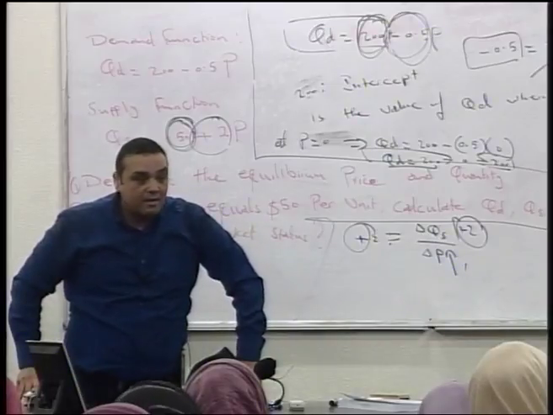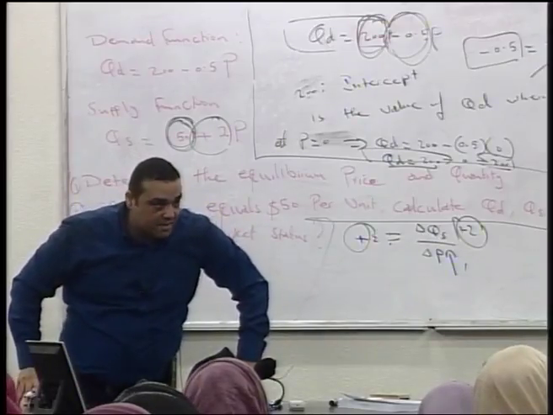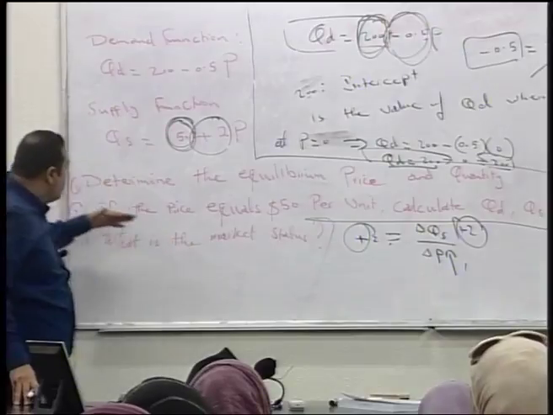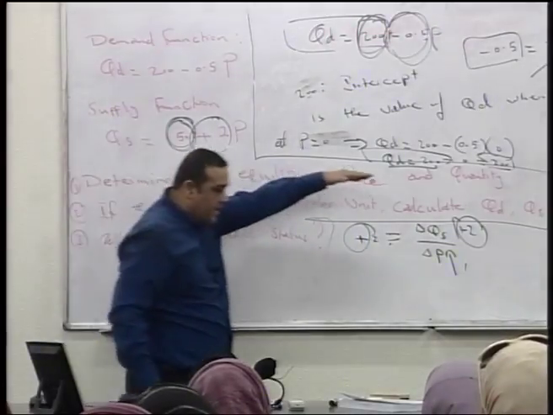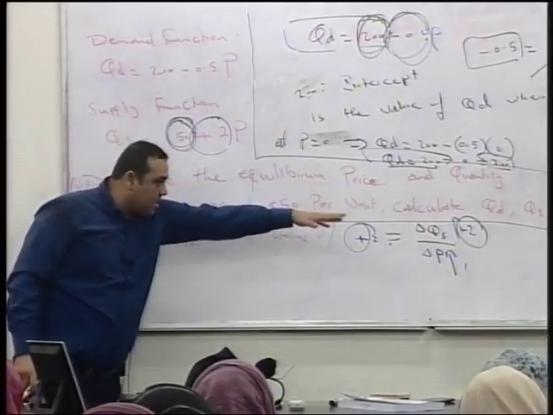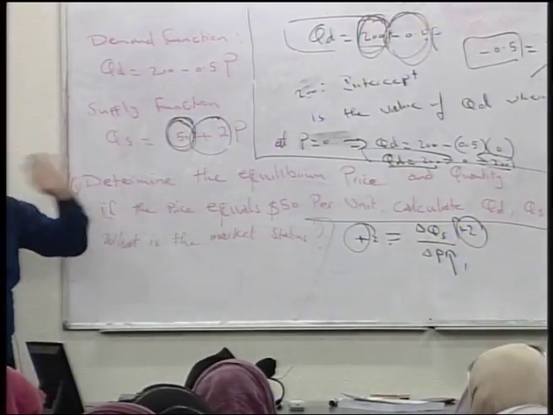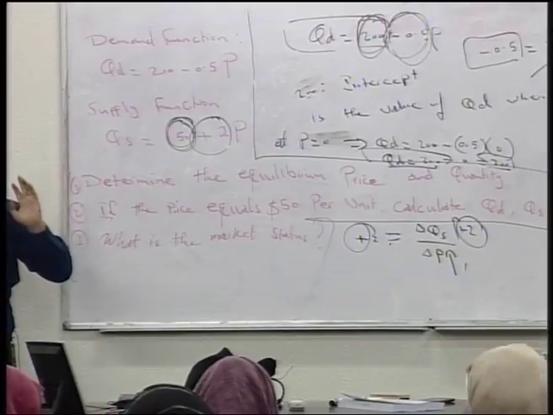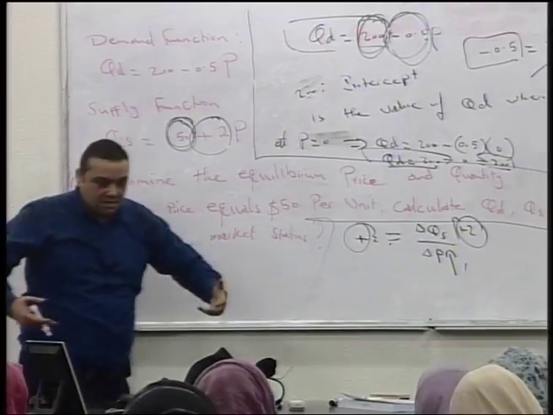Okay? Now the problem here is to determine the equilibrium price and the equilibrium quantity. If the price equals blah blah blah, what is the market status? Okay, let's go answer this problem here.